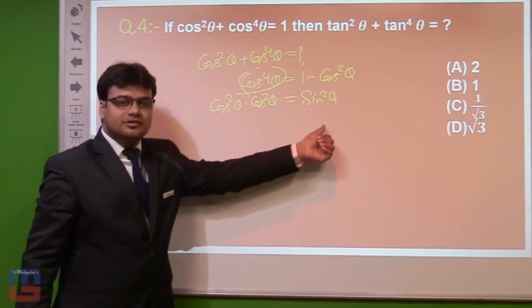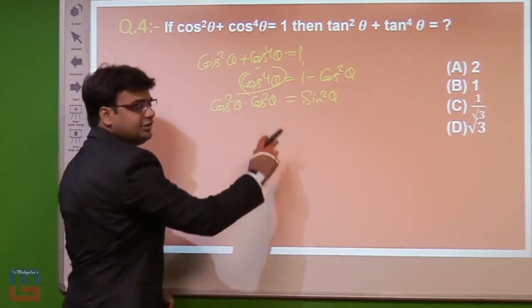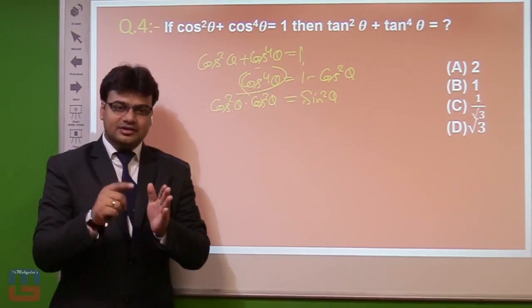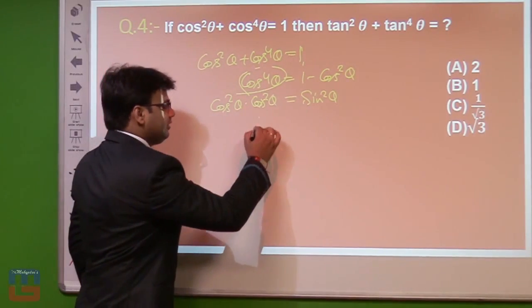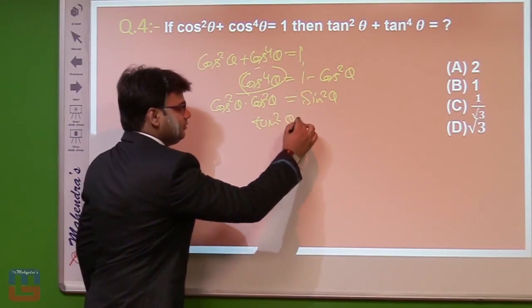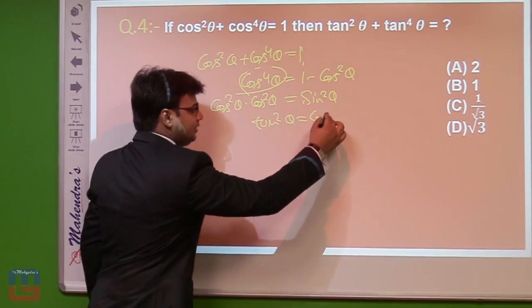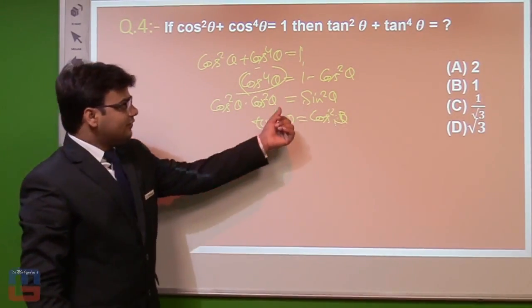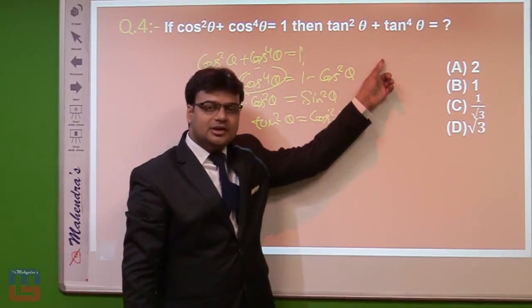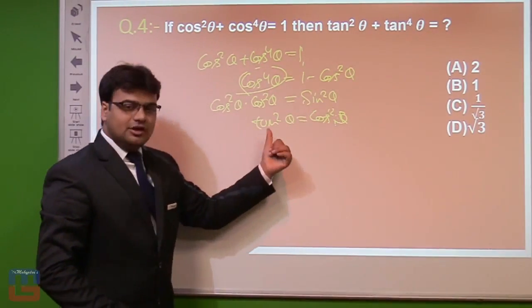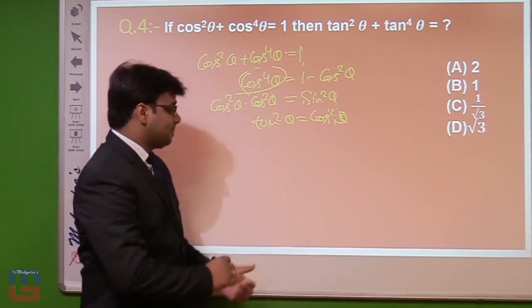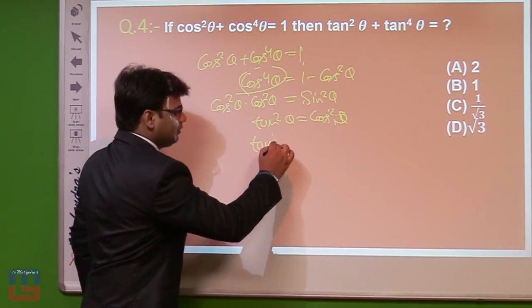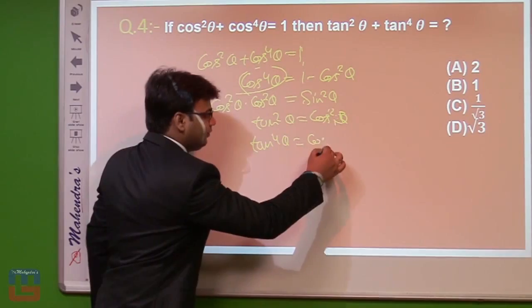If we divide in this way, then what do we get? Sin square theta upon cos square theta we know as tan square theta. That means tan square theta is equal to cos square theta. Next, what is required? Tan square theta plus tan to power 4 theta. That means tan square theta is cos square theta, and tan to power 4 theta is equal to cos to power 4 theta.